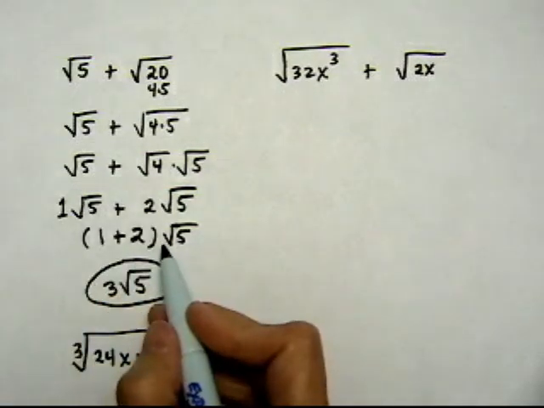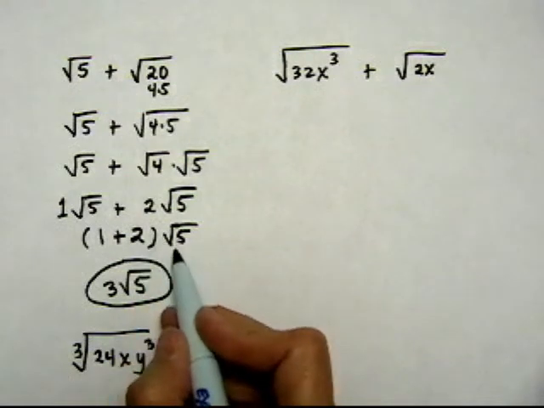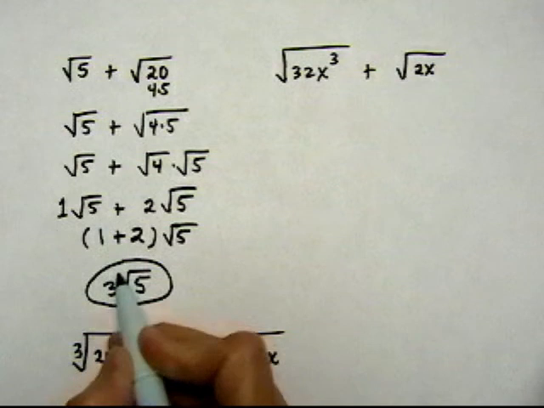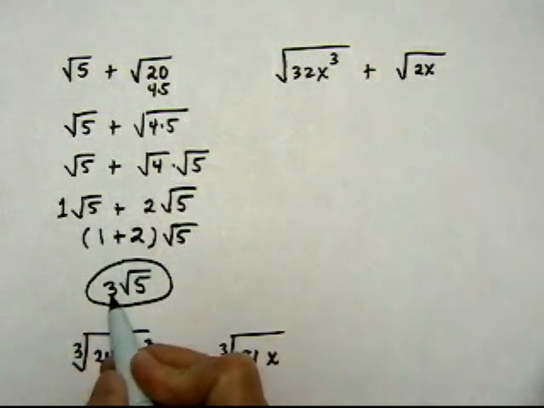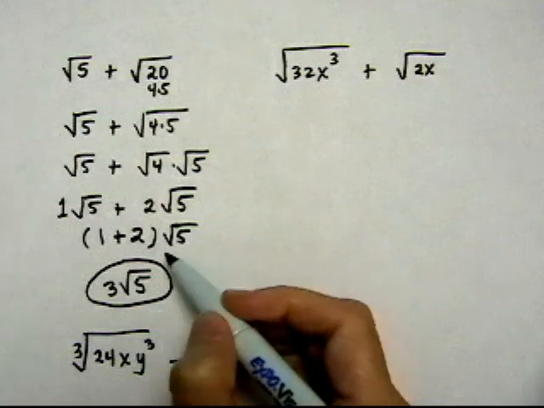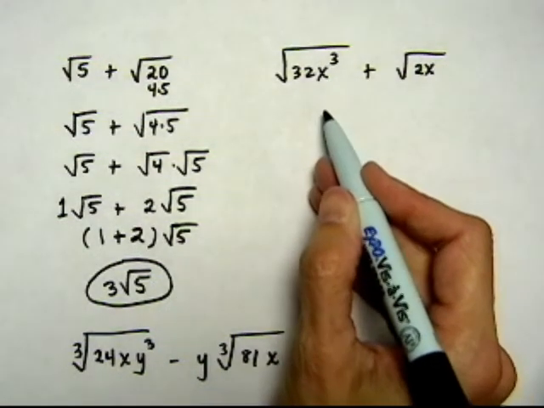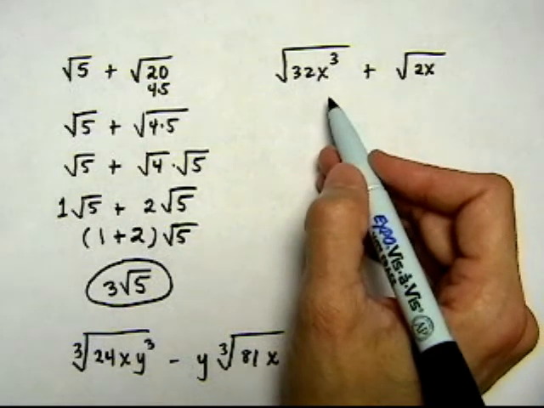So that's really what you're doing when you combine like terms or like radicals, is you're undistributing the like part, and what you're left with is combining the coefficients in the front. So we have 1 plus 2 is 3 root 5. Okay, now for this problem we didn't have to do that step, but on this problem we are going to have to do that step. So let's see how that works.